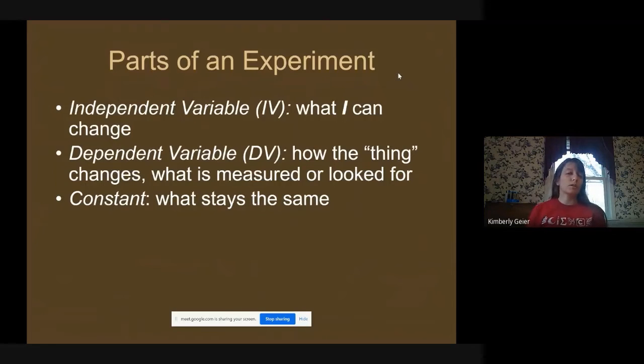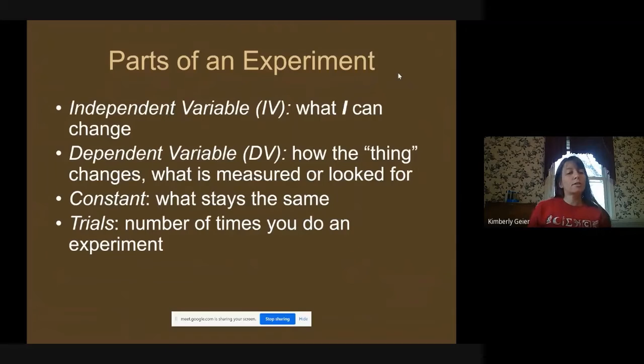Some other parts of an experiment, we've got constants. Constants are things that stay the same the whole time. So if we're thinking back to our paper airplane experiment, if you really wanted to figure out, does wing shape make a difference? Then for constants, you should throw it the same way every time. It should be made out of the same paper every time. The wind currents in the room that you're in should be the same every time. So all of those things should stay the same so you get a fair comparison.